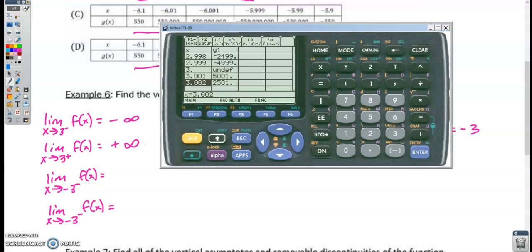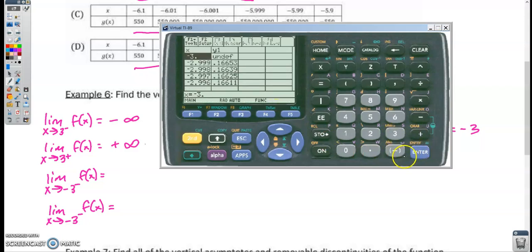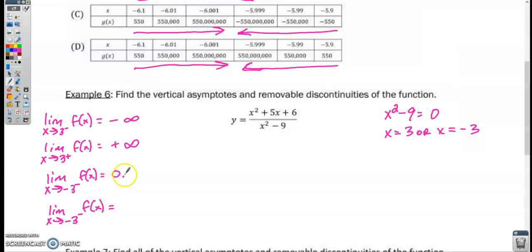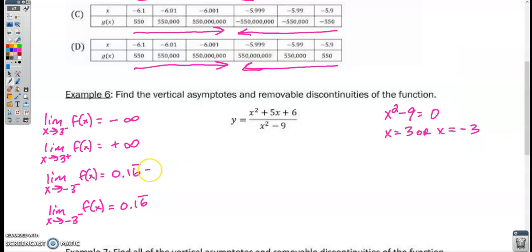And let's see. Set up our table around -3. And it looks like we're approaching 0.16 repeating from both sides there. And if you don't recognize 0.16 repeating, that's 1/6.